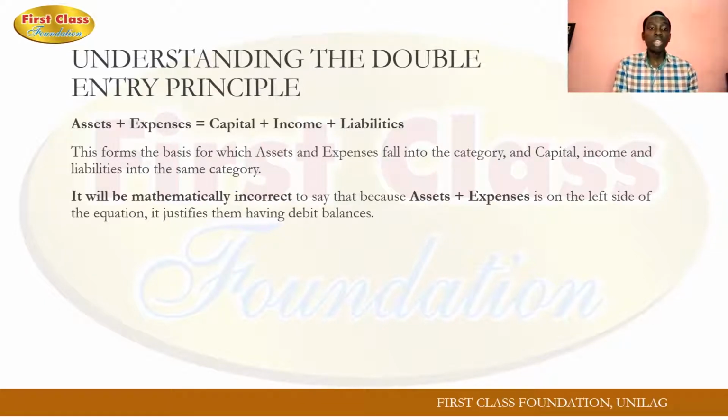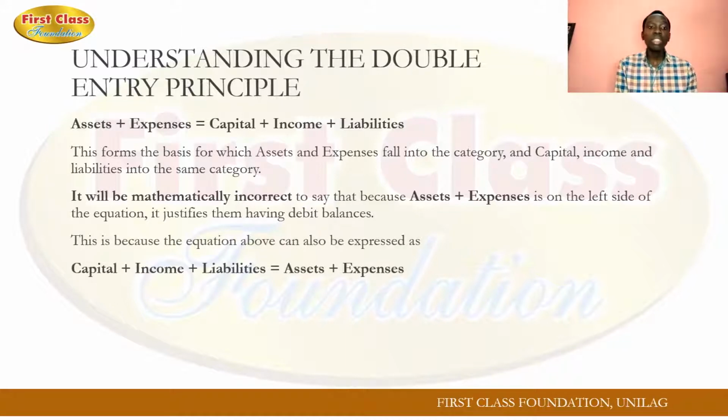That's wrong, because assets plus expenses equals capital plus income plus liabilities can also be expressed as this: capital plus income plus liabilities equals assets plus expenses. And so looking at this now, capital plus income plus liabilities are now on the left side of the equation. But then their balances are still credit balances, so we can't use that to say that okay, assets and expenses are on the left side and that's debit. Definitely not correct.